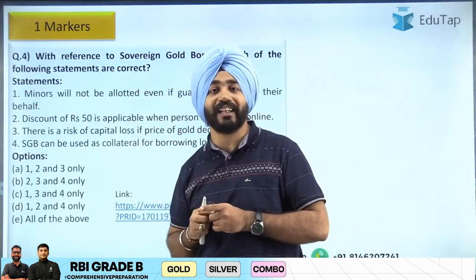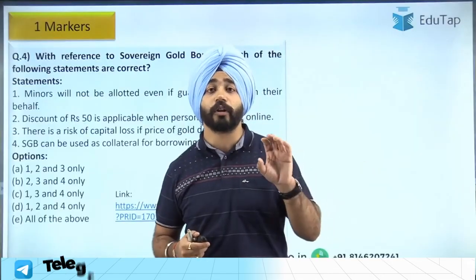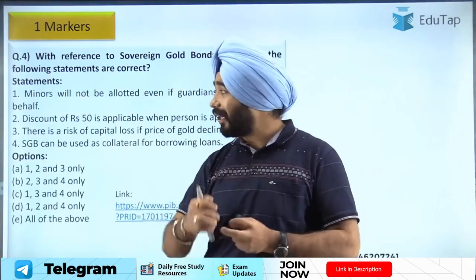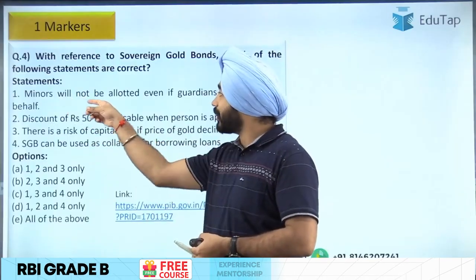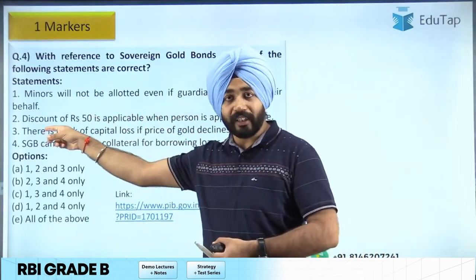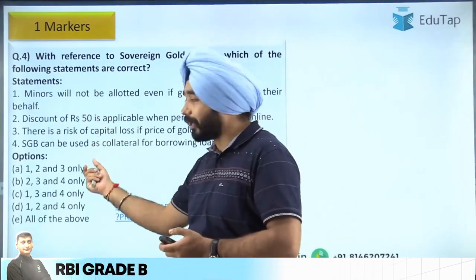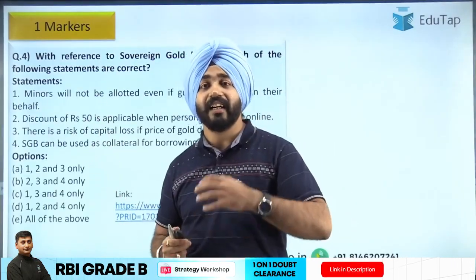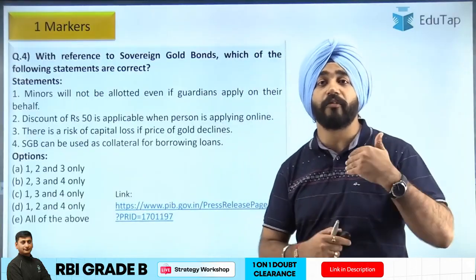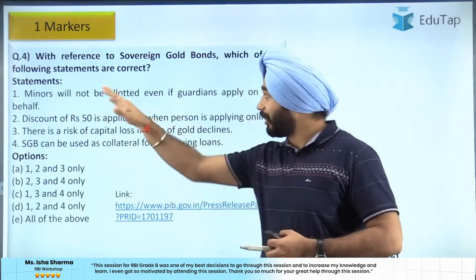This year also you have seen a question on sovereign gold bond. Previous year again there was a question on sovereign gold bond. Now if I make a relation here, look at the thing here. Minors will not be allotted even if guardians apply on their behalf. ठीक है, देखो same चीज, similar line, the question on similar thoughts has been asked, but the only thing is this year, that is in the examination of 2022, the questions were in the form of a case study. In the examination of 2021, the questions were direct.